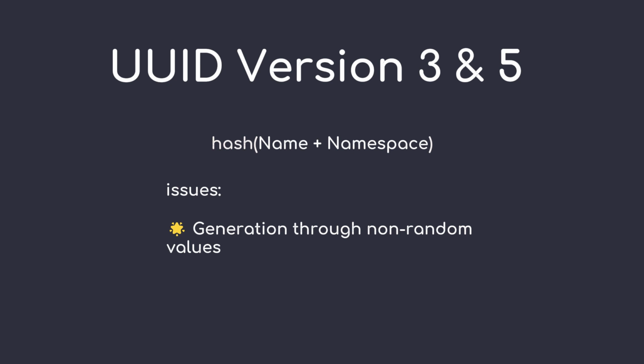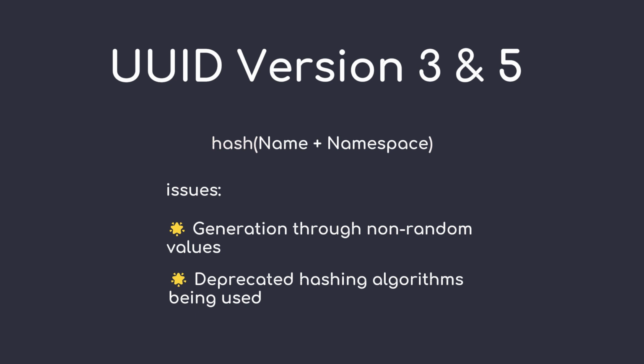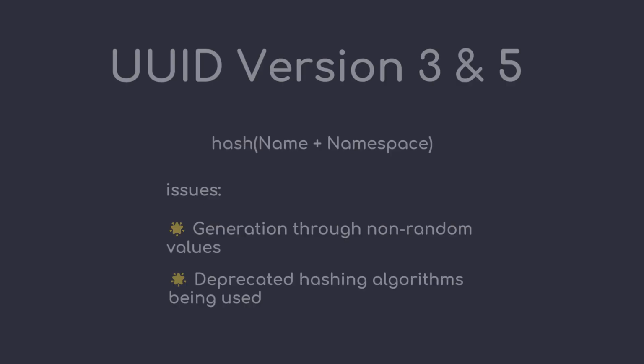The other issue is with the hashing algorithms used by version 3 and version 5. Version 3 uses MD5, version 5 uses SHA-1, and the issue with both of them is that they produce collisions, meaning that their output for different inputs can be the same. If you look at the characteristics of a secret, it needs to be random and unique. If you're using version 3 and version 5 UUIDs, you won't achieve that. Hence, these 2 versions are not recommended.